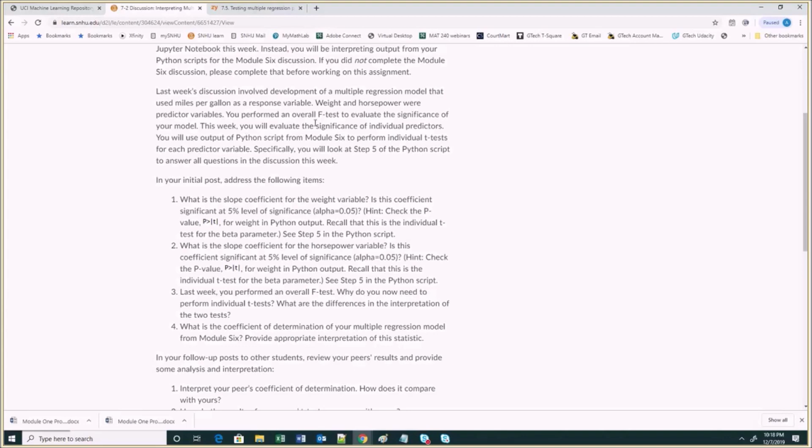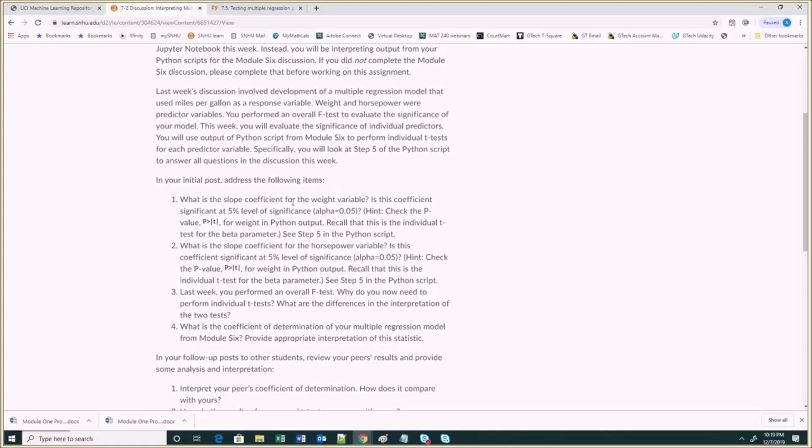You already covered the F-test last week, and I also covered it in the video. This week, you will evaluate significance of individual predictors, meaning you will essentially just be running the individual t-tests for the variables weight and horsepower. You will use output of the Python script from Module 6 to perform individual t-tests, and specifically you will look at step 5 of the Python script, which is the step where you printed the multiple regression output.